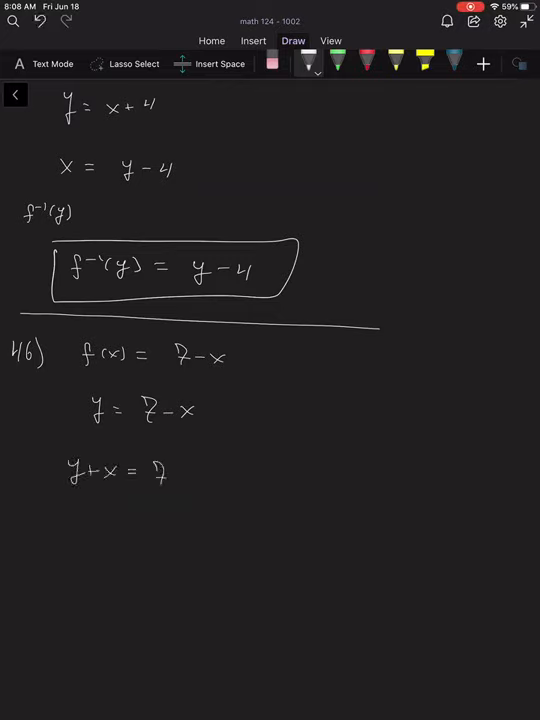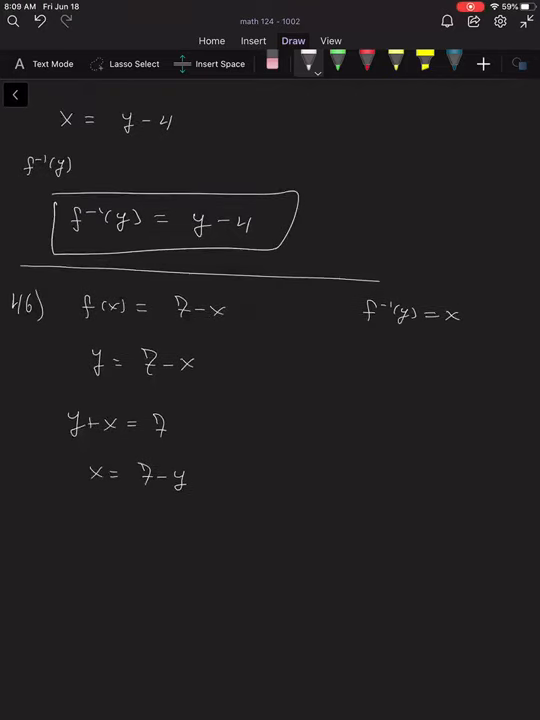Then we can subtract the y over. x is equal to 7 minus y. And remember, f inverse of y is equal to x. So all we do is replace this x with f inverse of y now. So what we get is f inverse of y is equal to 7 minus y.